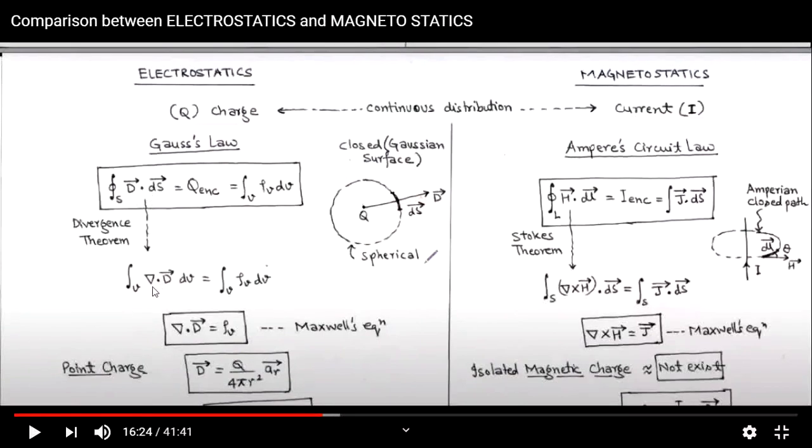Divergensi ds atau gradien d dv rho dv ini yang tertutup di sini. Sedangkan di sini Ampere's law, yaitu pada lintasan tertutup, arus yang enclosed, yang di dalamnya itu integral, ini lintasan, di sini luasan.